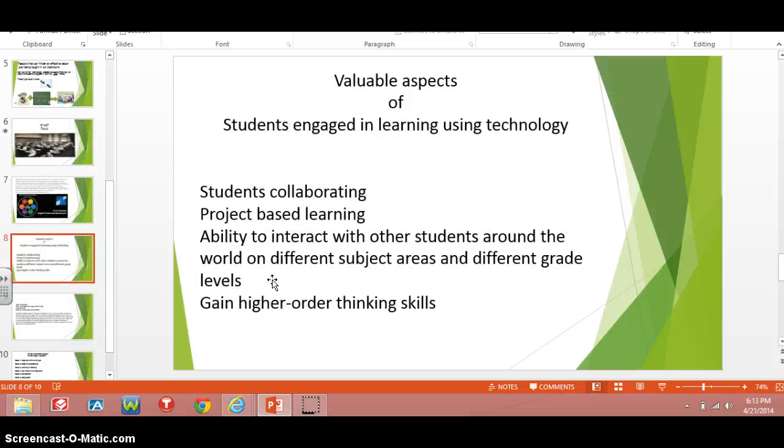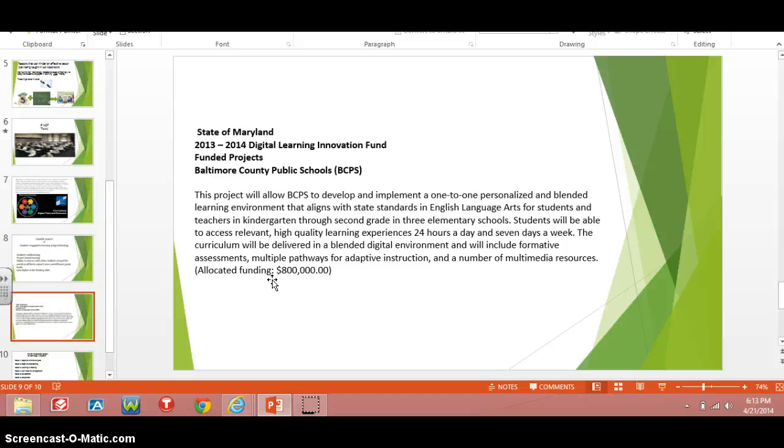The valuable aspects of students engaged in learning using technology: you get students collaborating, project-based learning, the ability to interact with other students around the world on different subject areas and different grade levels. And they gain a higher order of thinking skills.